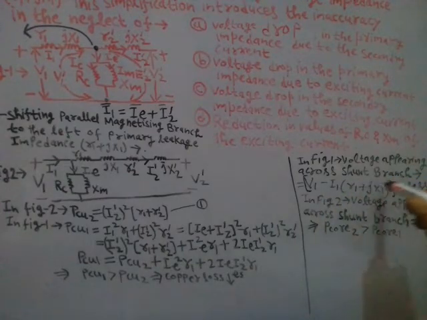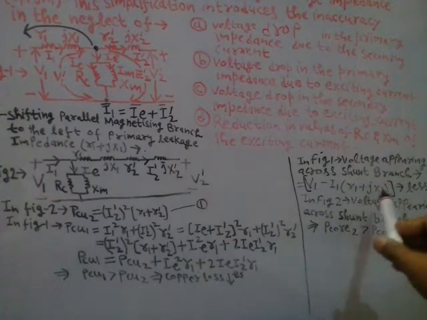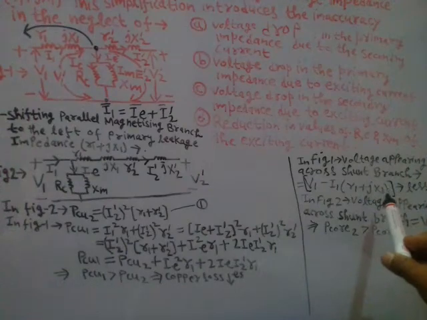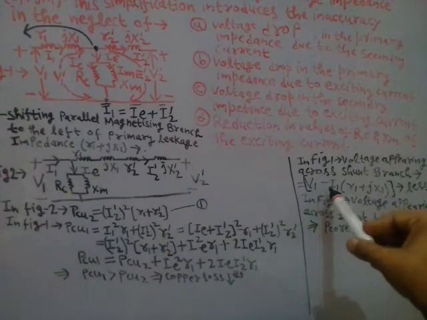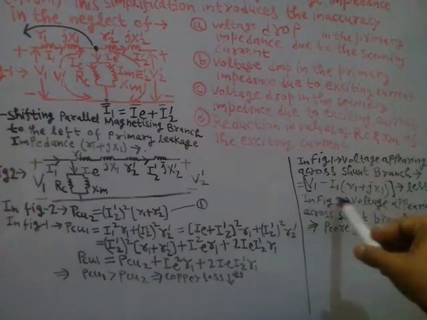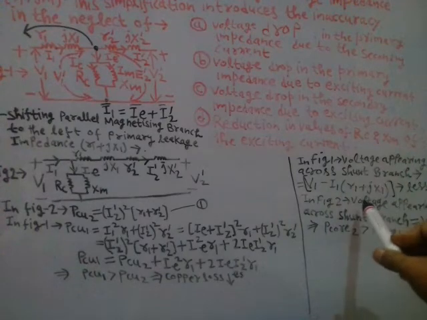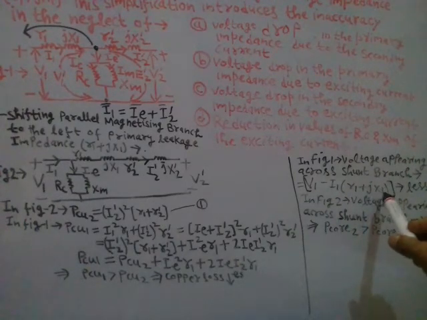So these are all phasor values, right? Because we are dealing with AC, needless to say, right? So V1 minus the voltage drop in the primary impedance will appear across the shunt branch, right?